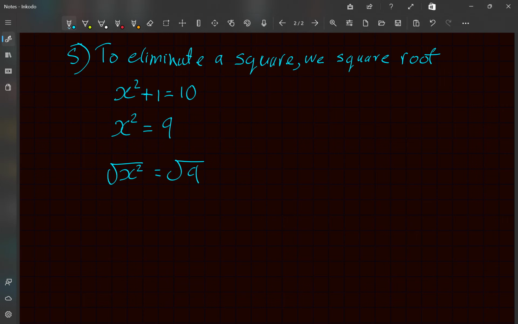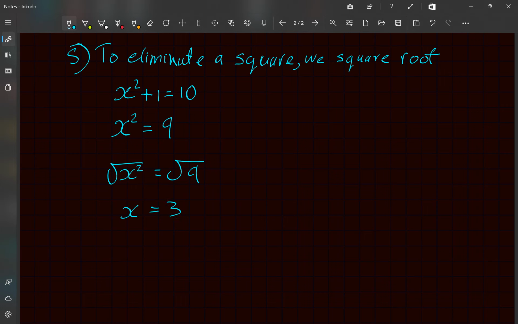And you could do a quick check on your calculator to see exactly how this works. So type in the square root of 3 squared, see what that gives. Type in the square root of 5 squared, see what that gives. What you would see is that the square and the root cancel each other out. Right, so what would remain here is just x, and the root of 9, that's going to be 3.